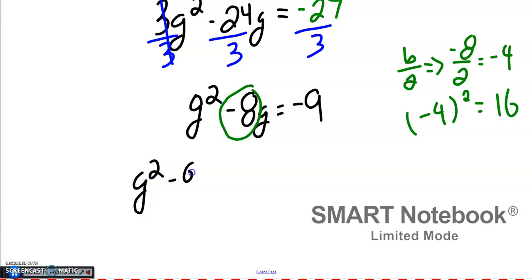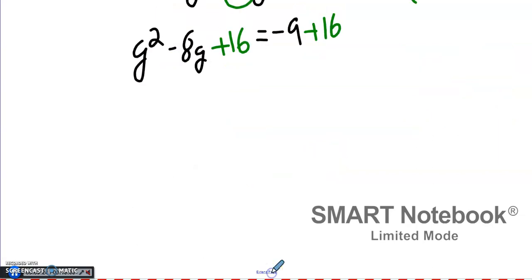We get g squared minus 8g plus 16 is equal to negative 9 plus 16. So now we can simplify the left-hand side. It's a perfect square trinomial. It's going to be g plus half of b. Well, half of b was negative 4, so it's going to be g minus 4 squared is equal now to negative 9 plus 16, which is 7.